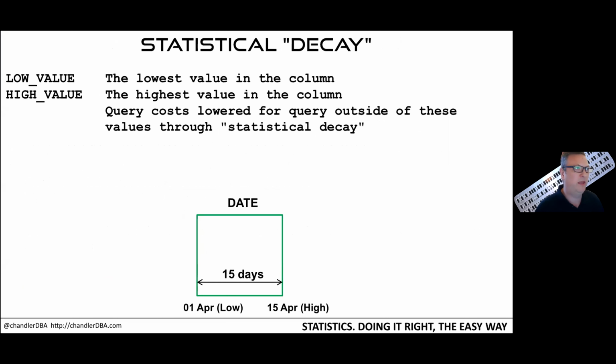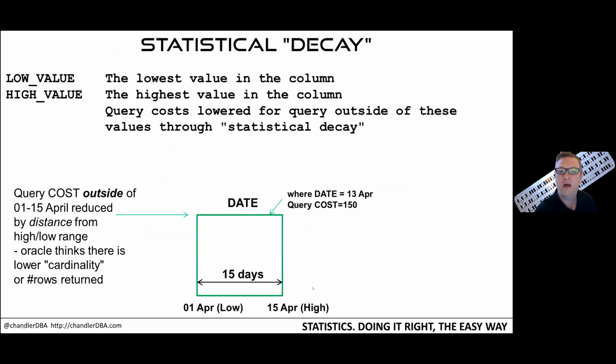And this is something that we call statistical decay. I'd just like to explain it slightly further. So if we've got a date here, it's got 15 days worth of data, 1st to the 15th of April. If we do a query where the date is the 13th of April, inside the range, the query cost may be, for example, 150 to make the maths easy to understand. But if we query outside of the 1st to the 15th of April window, Oracle thinks there's a low cardinality, less rows will be returned because it's outside of the high-low value that you've given me. And so therefore the cost will be low because it's doing less work.